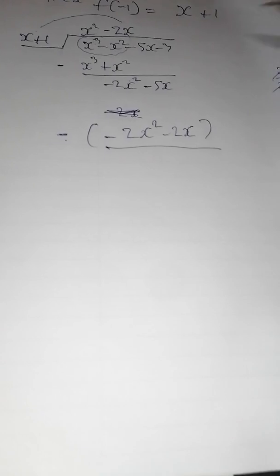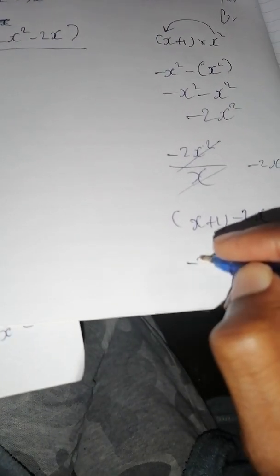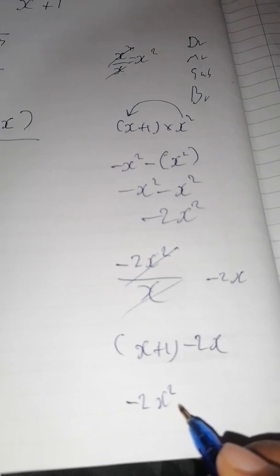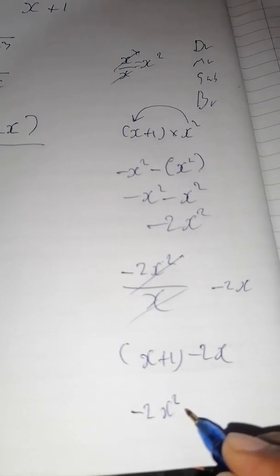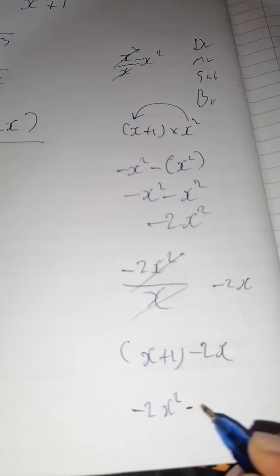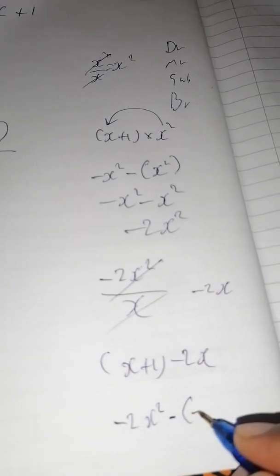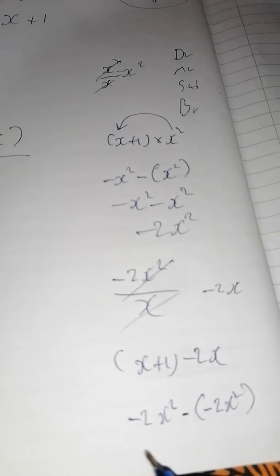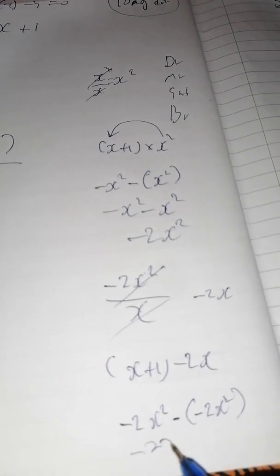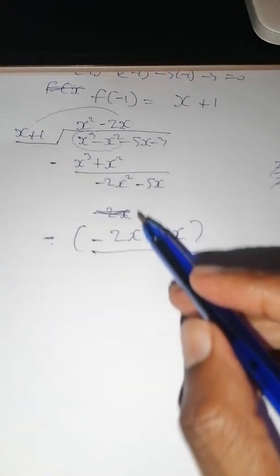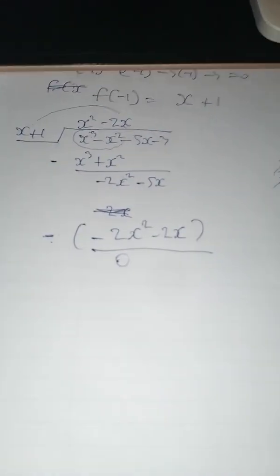Now we have to say negative, let me write it down, negative 2x squared. Okay, sorry about that. Negative 2x squared minus, remember, negative 2x squared minus what? Minus negative 2x squared. So we're going to have a positive here, of which they are going to subtract each other. So basically we have just 0.